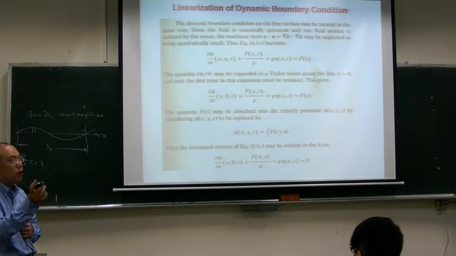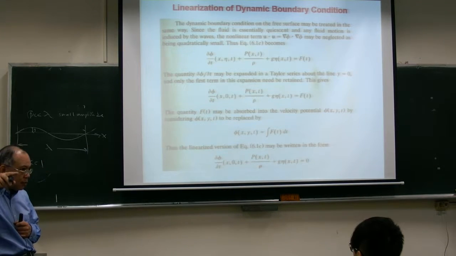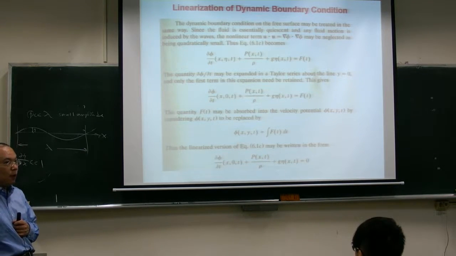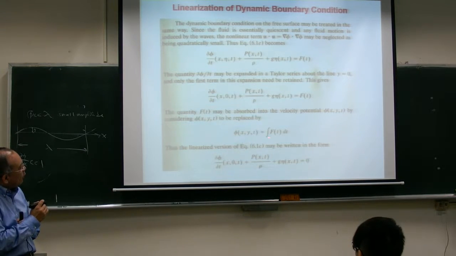We can change any phi: phi differing only by a constant has no physical meaning, it only represents one potential line. So if I add a constant, it doesn't make any change. So I just include this in our velocity potential. This equation can then be simplified to 0 here, because f of t is already absorbed into the velocity potential. So our linearized dynamic boundary condition can be written like this.